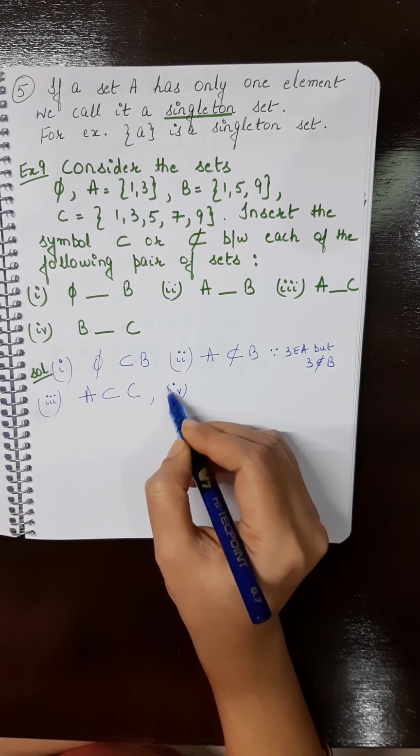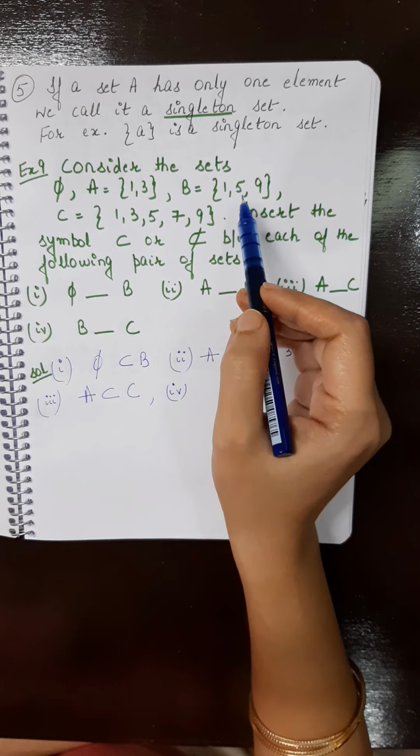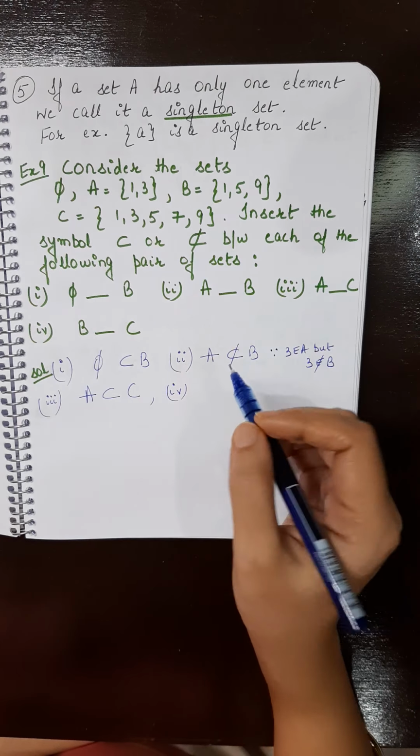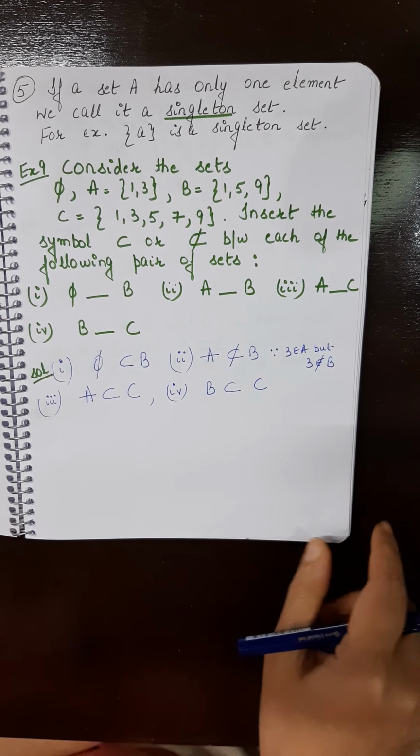Next part. What about B and C? This is your B and this is your C. 1, 5 and 9. 1, 5 and 9. So therefore B is a subset of C. Okay.